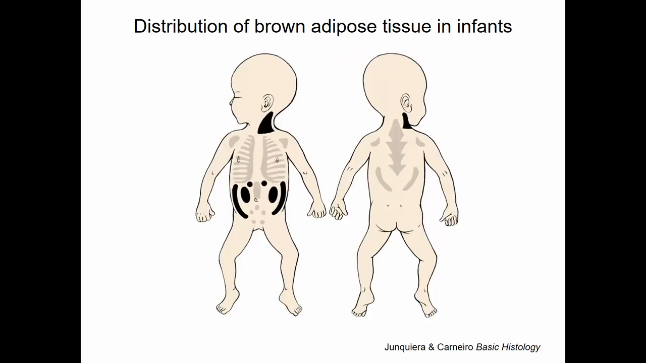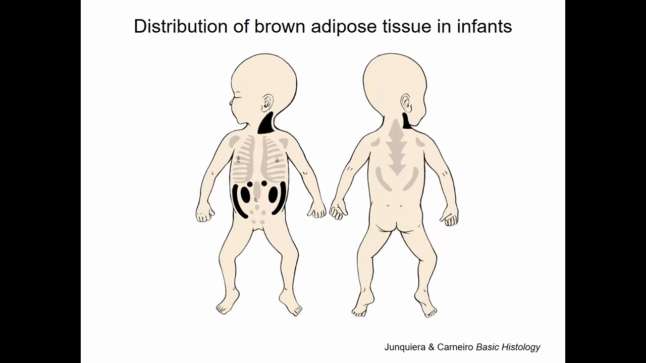Here is an infant, and here are the deposits of brown fat. Infants have more brown fat as a proportion of their body than adults do. Brown fat is more or less lost in the adult. Our skeletal muscles generate heat, and other tissues of the body, just the larger mass generates heat. You don't need as much brown fat, but it's good to have it. And adults do have some brown fat. It doesn't all go away.